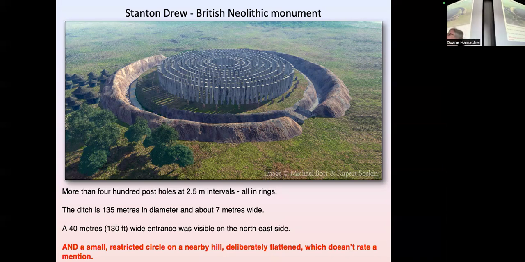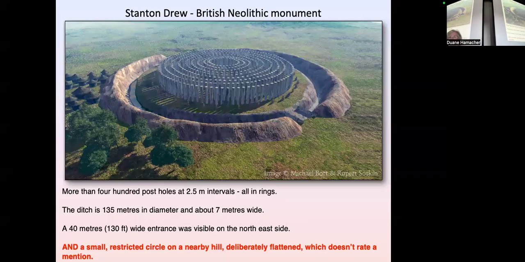So Stanton Drew, I want you to start analysing this in terms of what I've just tried to bias you towards. I have paid permission to Rupert Soskin for this image. So there we have a site. This is not a photograph. It's a couple of 5,000 years ago, but it's a reconstruction. I want you to try and imagine there are post holes, 2.5 meter intervals, but those posts are 1 meter wide. Can you imagine what it's like in that?